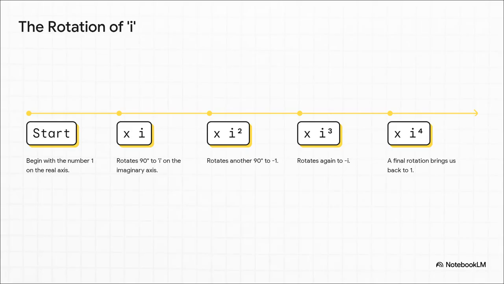Okay, check this out. We start with the number 1, just sitting there on the real axis. Now let's multiply it by i. Bam! It hops 90 degrees straight up to the imaginary axis. Let's do it again. Multiply by i, and it swings another 90 degrees over to -1. And again, down to -i. One more time, and we are right back home at 1. How cool is that? Each and every multiplication is a perfect 90-degree turn.